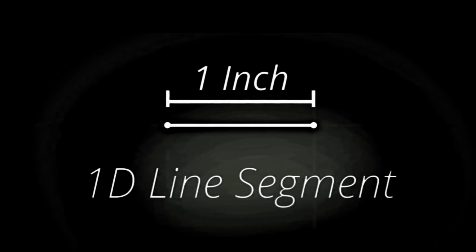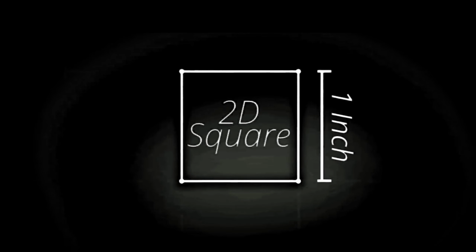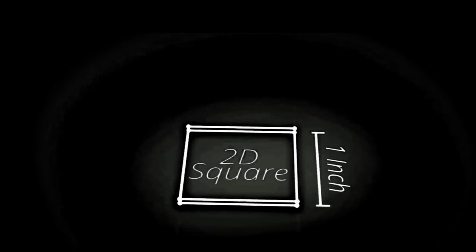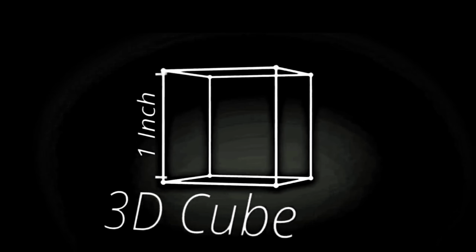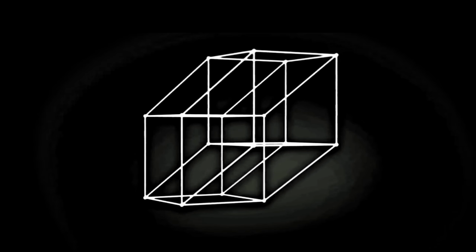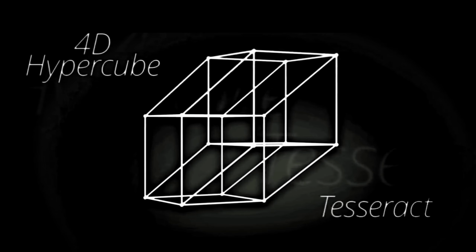Take a point and stretch it. You will get a one-dimensional line segment. Now extend the line segment by 1 inch from its edges. You will get a two-dimensional square. Take the whole square and extend it out 1 inch. You will get a cube. Now take the cube and extend it out 1 inch perpendicular to all existing directions. Now you enter the fourth dimension, a 4D hypercube.